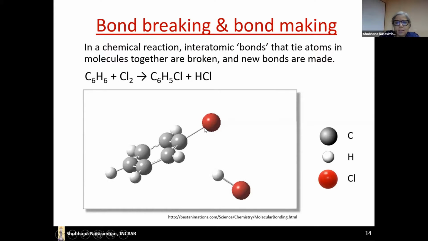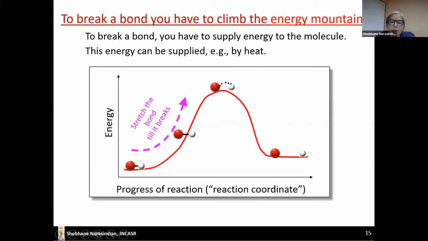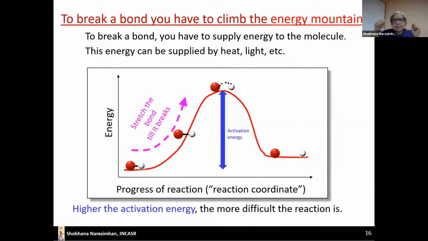To break a bond, as is happening in that process, you need to supply energy. So you stretch the bond until it breaks. To do that, you have to supply some amount of energy, which is shown schematically in this graph. You have to climb this energy mountain. This energy that you supply is the activation energy. And the higher the activation energy, the more difficult the reaction is, the more rare it is, the slower it is.